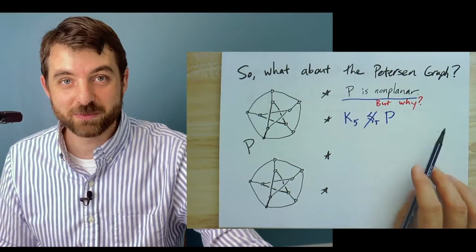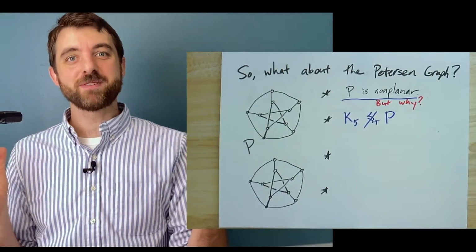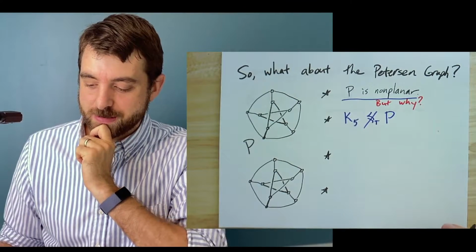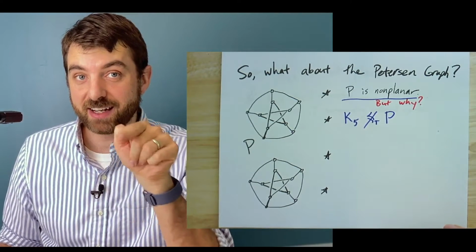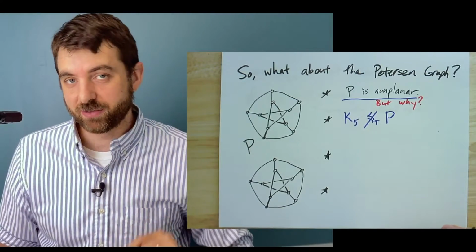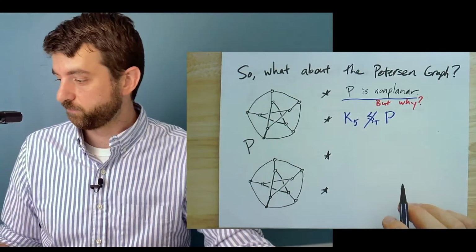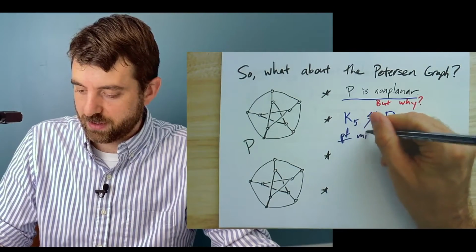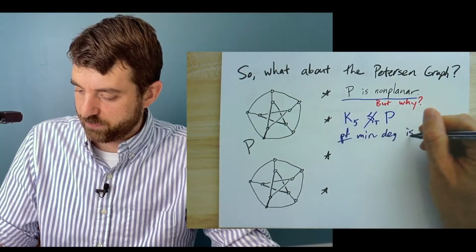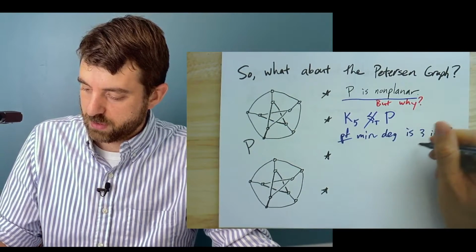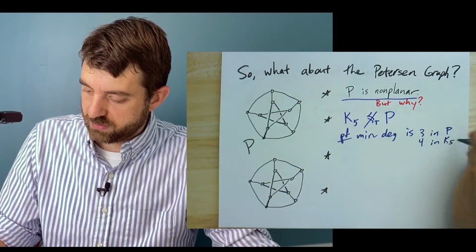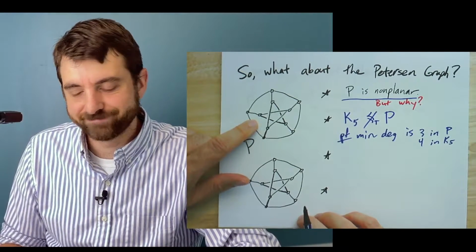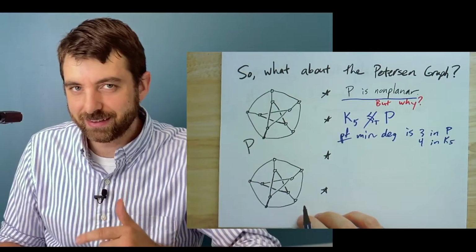So the theorem we just proved is not going to help us. That might be frustrating. You say, man, we knew how to find one graph that was not planar, and we knew that if we could find it as a subdivision in another graph, we could show that the other graph was not planar. But it's just not going to work here. The proof here is just that the min degree is 3 in P, 4 in K5. Not possible.